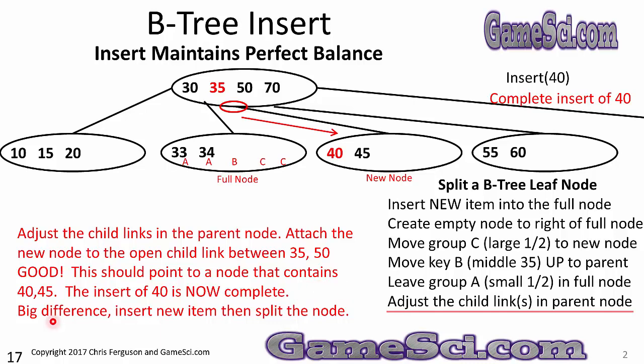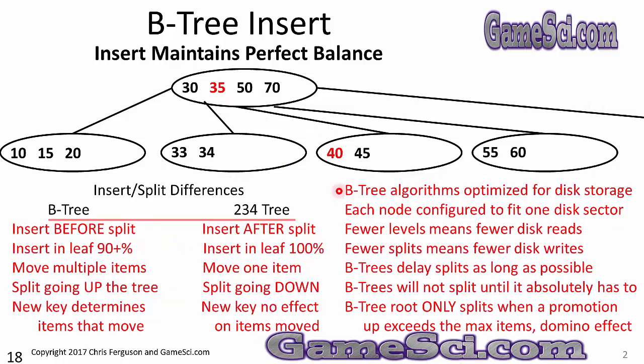What's the big difference between B tree insert and 2, 3, 4 tree insert? 2, 3, 4 trees split the node, then insert the new item. B trees insert the new item, then split the node. B tree algorithms are optimized for disk storage. Each node in the B tree is configured to fit one disk sector. Fewer levels means fewer disk reads. Fewer splits means fewer disk writes.